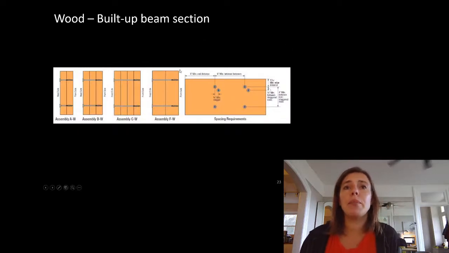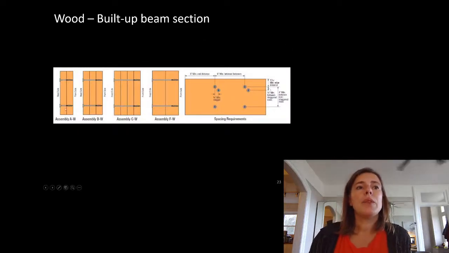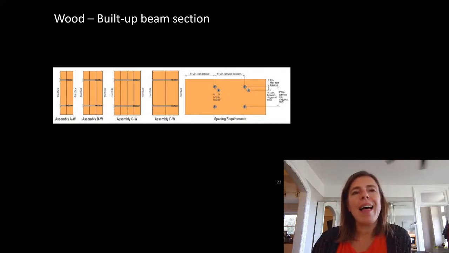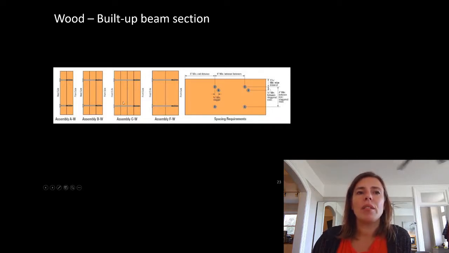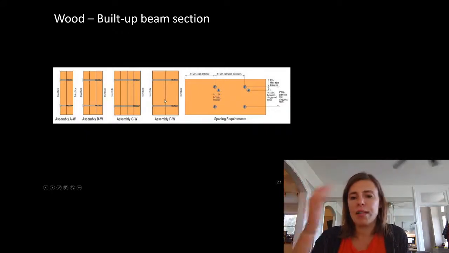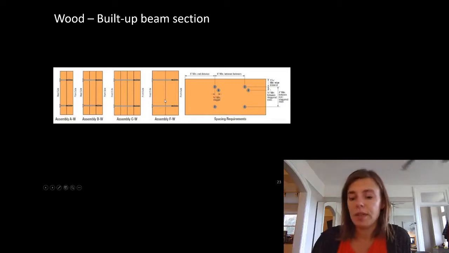Here are some built up beam sections. This would be two 2x6s mostly, or two 2x8s it looks like in this drawing. We can do three. We can even go up to four. You can do five. I try to steer clear of them. You need to start really thinking about your screw pattern, and they can be torsionally sensitive because they're not usually set right over our support.